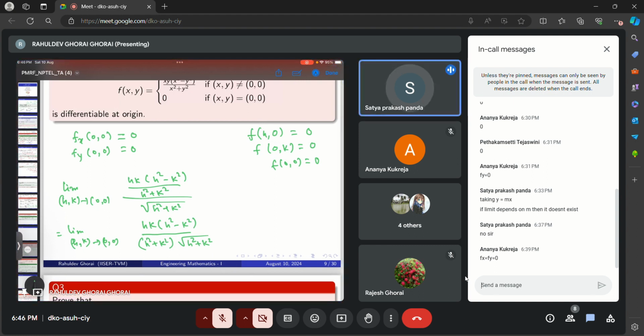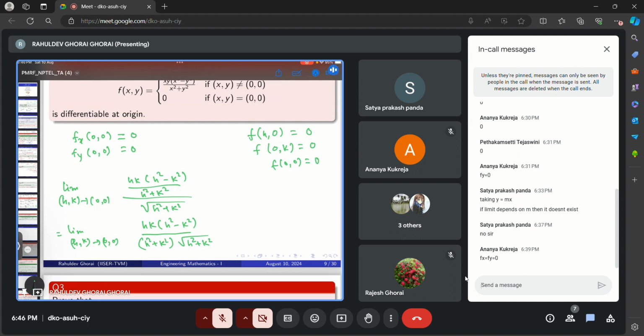Sir, it is differentiable. What is the limit you are getting? Satya Prakash, right? Yes, sir. Anyway, what is the limit? Sir, it is m k square (m minus 1) by (m plus 1) into root (m plus 1). So you take what? Sir, I have taken h is equal to mk. Okay, h equal to mk path.